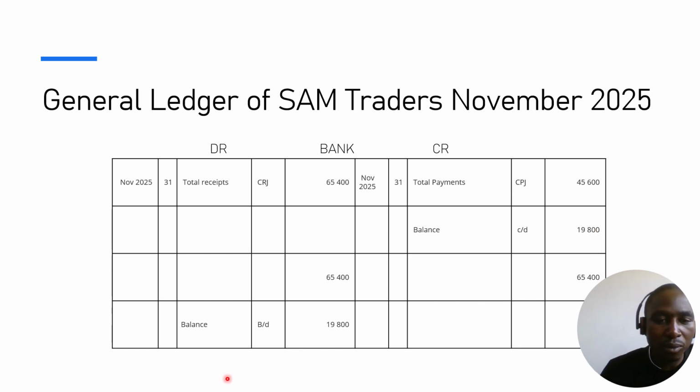But we're not done. We also need to say, if we take the money that we have received and the money that we have paid, how much will remain in our bank account next month, in the month of December? It will be 19,800 and we'll write it as balance brought down after the total. That is how we balance our bank account.